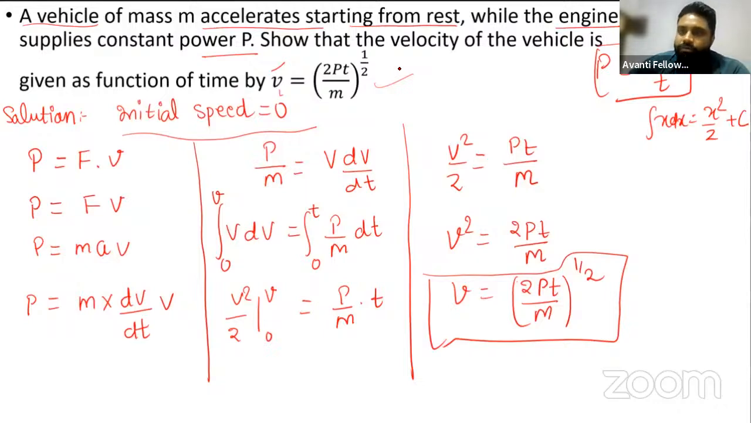So one of the questions that can be established from this question is about the relation between displacement and power. You do not have to do anything now. You just have to take this relationship: v is equal to (2Pt/m) raised to the power 1/2. You have to take that relation.